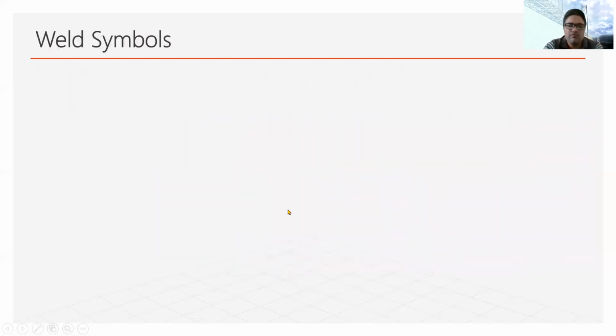Welding is represented using symbols. Weld symbols are used so that a large description of the weld need not be written in the drawing. To avoid writing more description about the weld, in construction drawings we use welding symbols. I will be showing you those welding symbols.